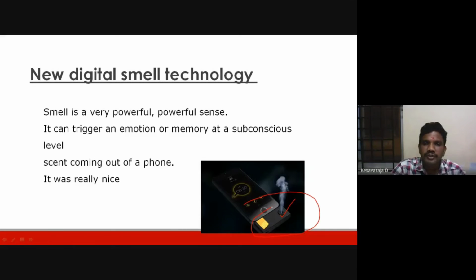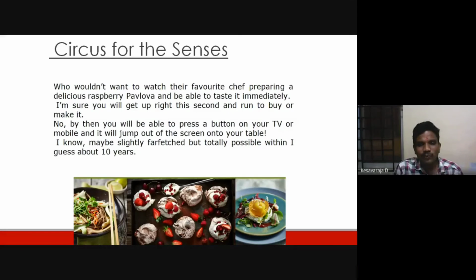So smell and feel is another excellent technology connected with haptic technology, connected to your mobile phone. Then the next one. Now it's real augmented reality. You are entering the real augmented reality domain.